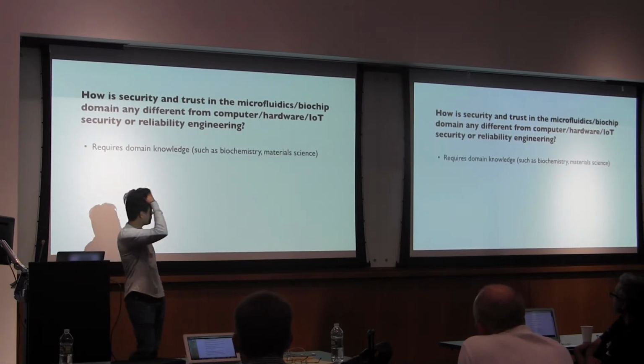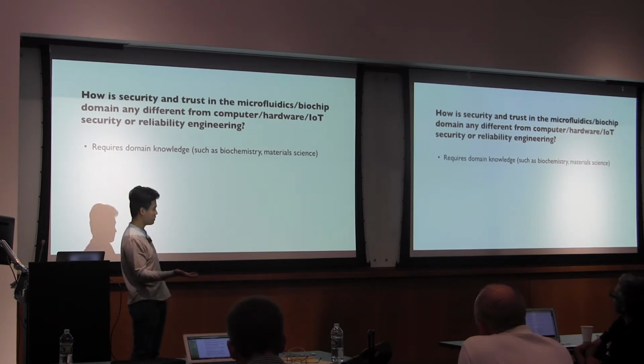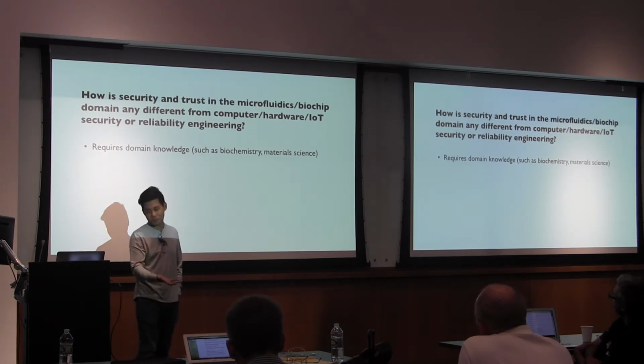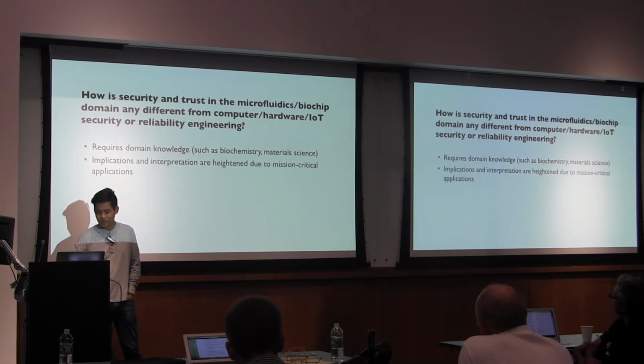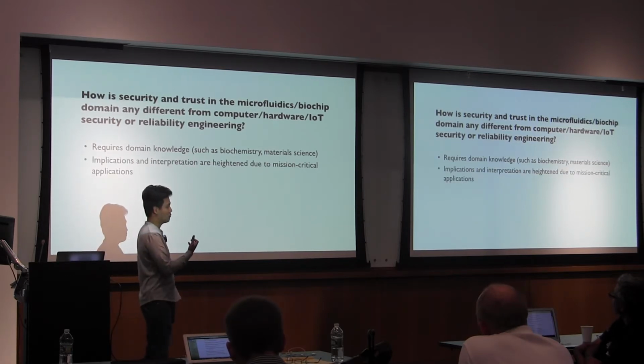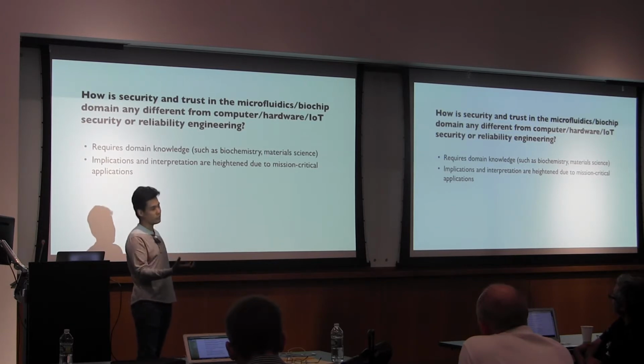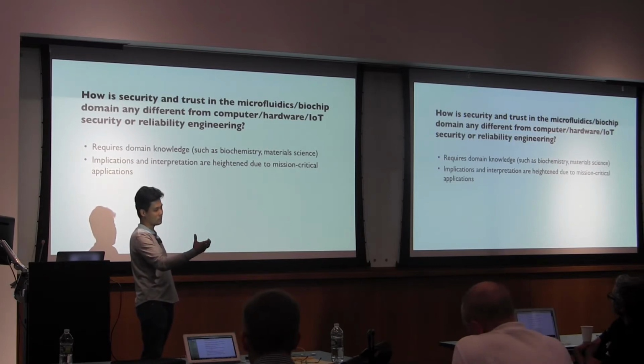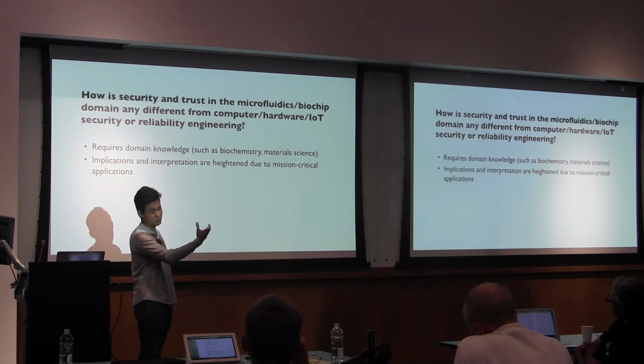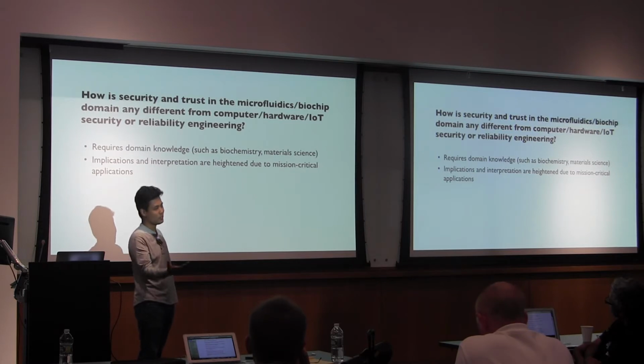in case you're wondering. One is it requires extensive domain knowledge. It's very highly interdisciplinary. You know things about biochemistry, material science. The implications and interpretations of the results are quite heightened due to mission-critical applications. So this is kind of both a plus and a minus. Like, if you're doing something like intrusion detection, interpreting some probability, like we have a 1% probability that we're going to be susceptible to an attack, how do you interpret that? That's probably not going to be good enough. Whereas if you're doing something like network intrusion detection, you might be able to get away with it.